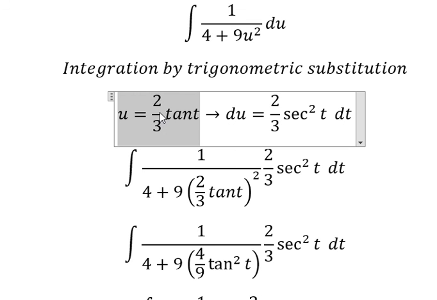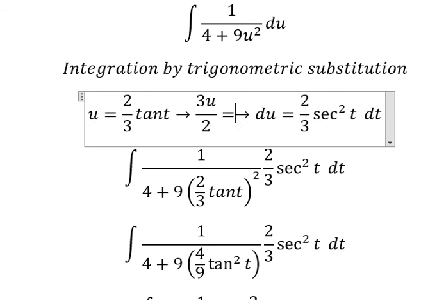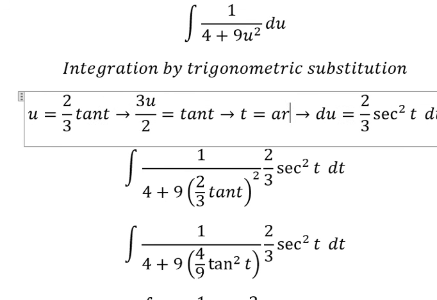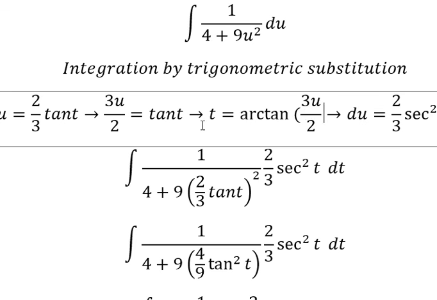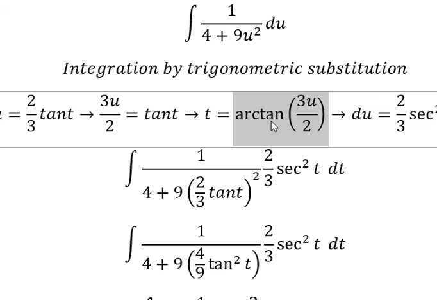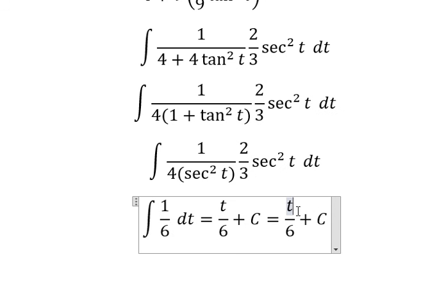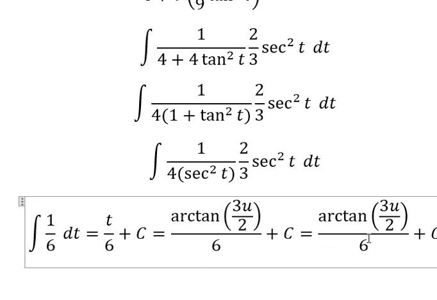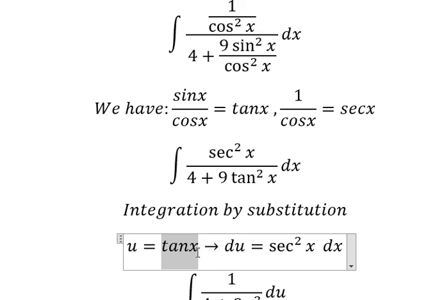So we need to divide both sides by 2 over 3. So you get 3u over 2. And then we get t equals arctan of 3u over 2. So I need to put this one to change for t. About u, that is this one, tan x.